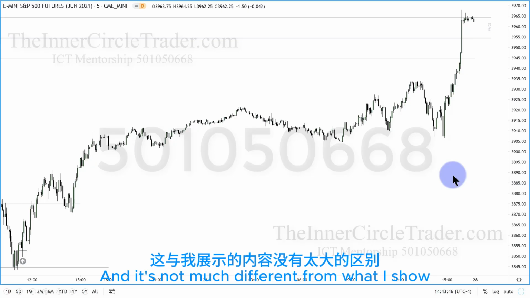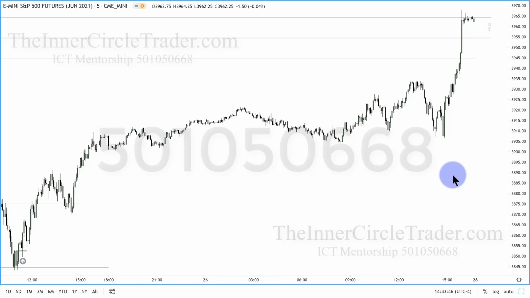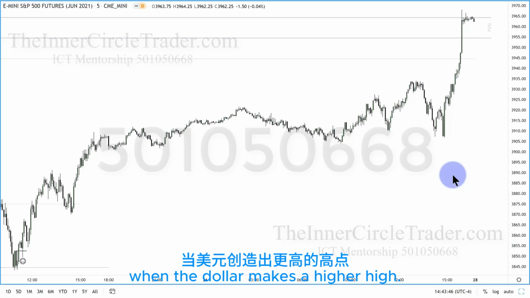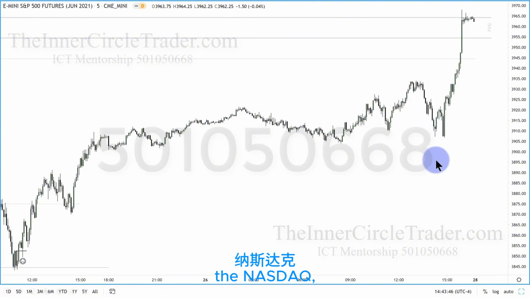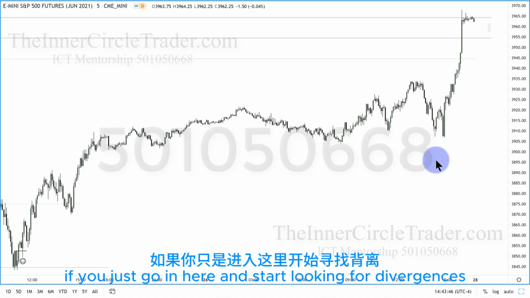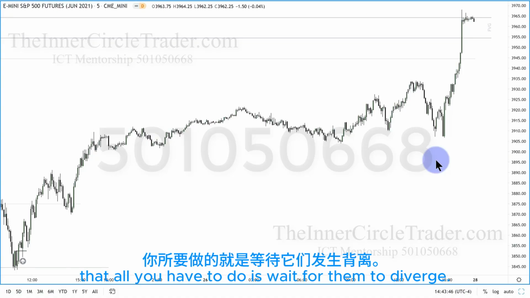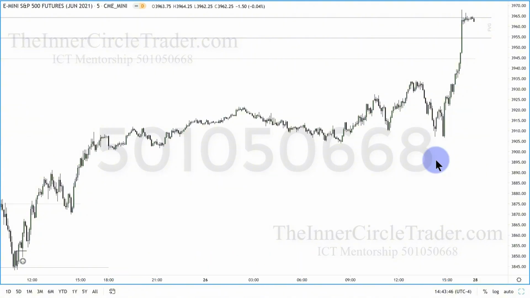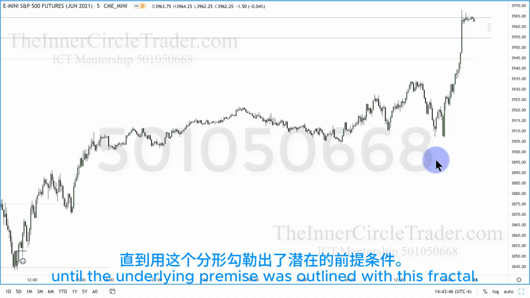And it's not much different from what I show when I'm teaching the correlated pair SMT, divergence between euro and cable. One fails to make a lower low when the dollar makes a higher high. That's the same thing that's occurring here, where I'm comparing and contrasting the NASDAQ, the Dow, and the S&P futures contract. Now here's the thing, if you just go in here and start looking for divergences, because people are going to assume that all you have to do is wait for them to diverge. Notice that the divergence was not even considered until the underlying premise was outlined with this fractal.